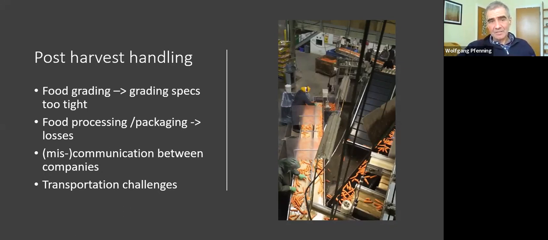Transportation challenges are a big problem. And if you have good relationships, you can work through those transportation challenges. But if you don't have the connections and relationships, you might have a load, but you can't find a truck, or the truck has delays and so on.